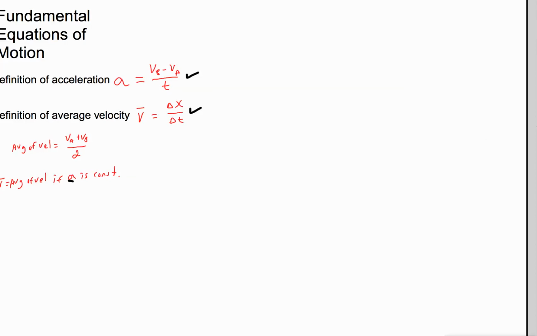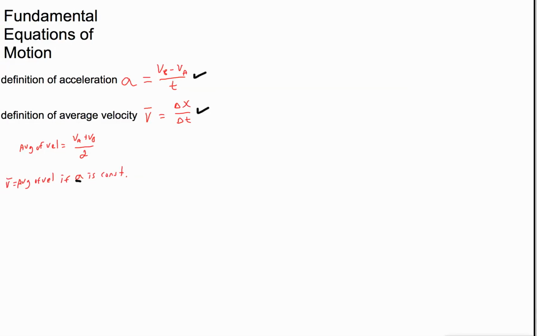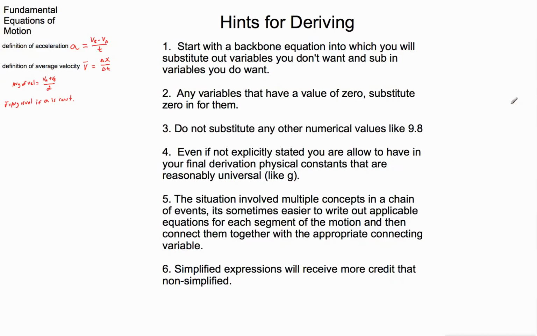All right, so let's go on and take a look at our first derivation. Actually, first we're going to do some hints for deriving. You want to start with a backbone equation into which you're going to sub out other variables you don't want and sub in variables you do want. Any variable that has a value of 0, you're going to substitute 0 in for it, but do not substitute any other numerical values, even for things that are constants, like the number 9.8 you'll run across at some point.